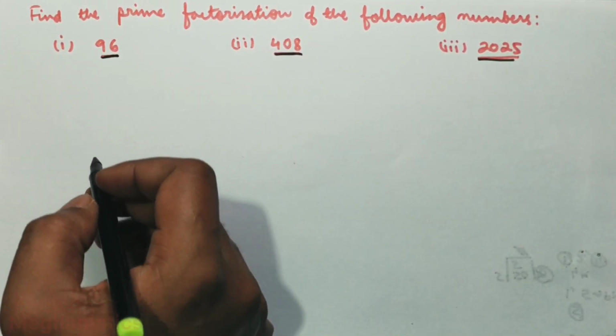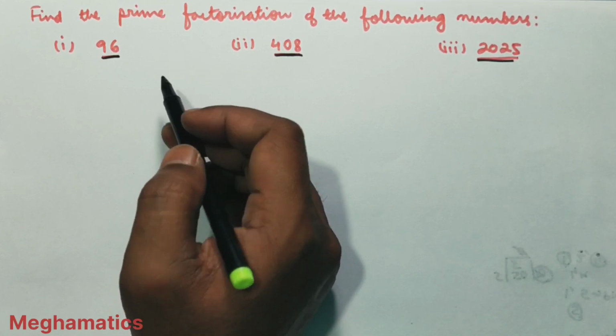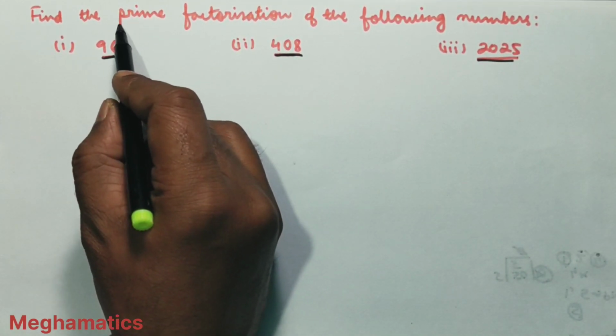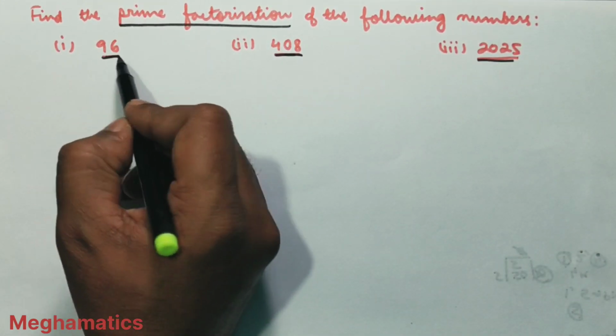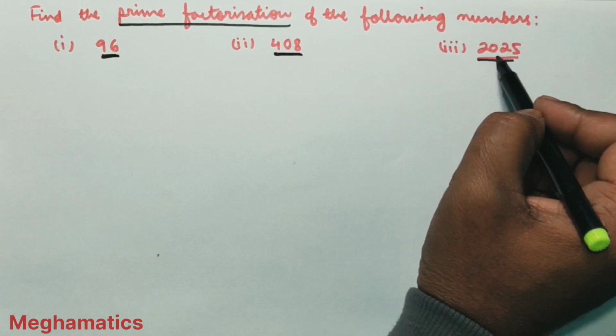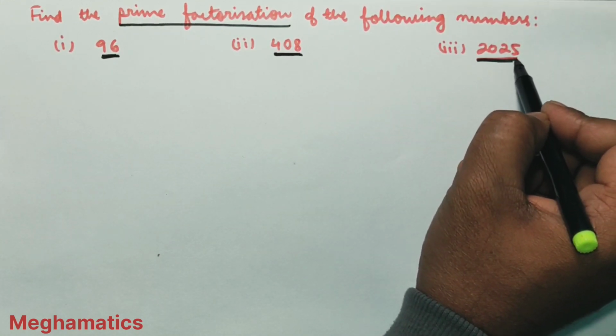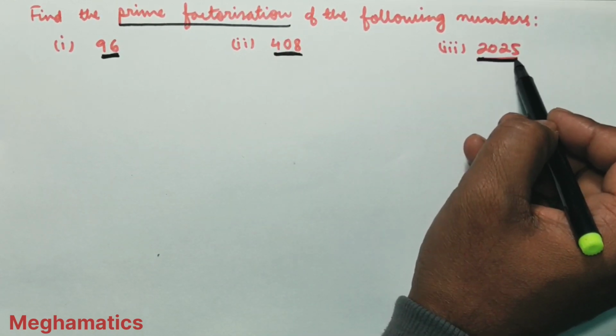Hello everyone. Today in this video we learn a question from the Amboss class 10 mathematics book, and the question is: find the prime factorization of the following numbers. So here, as you can see, there are three numbers. One is 96, another one is 408, then the other one is 2025. From these three numbers we will find the prime factorization.